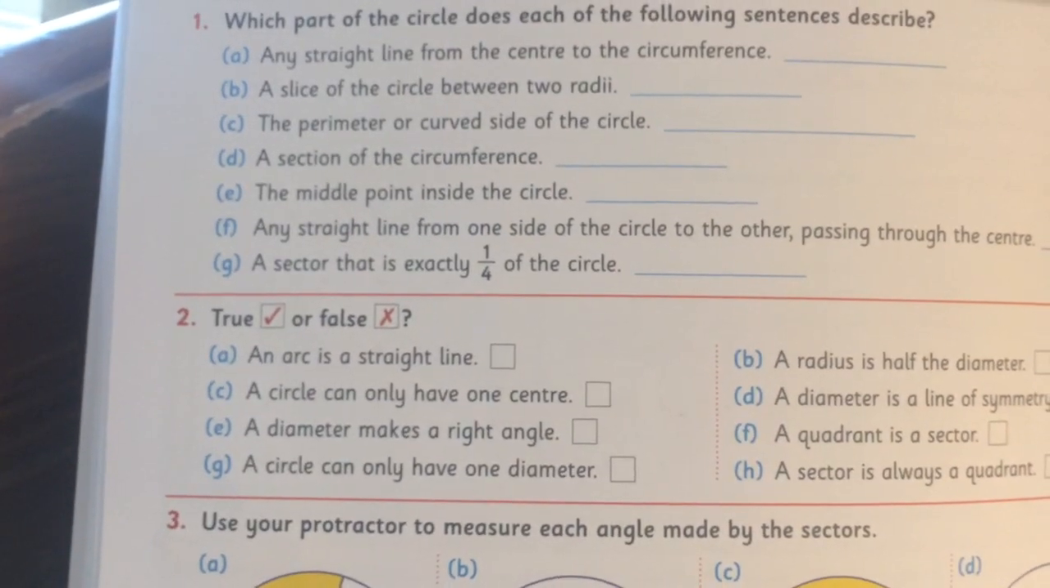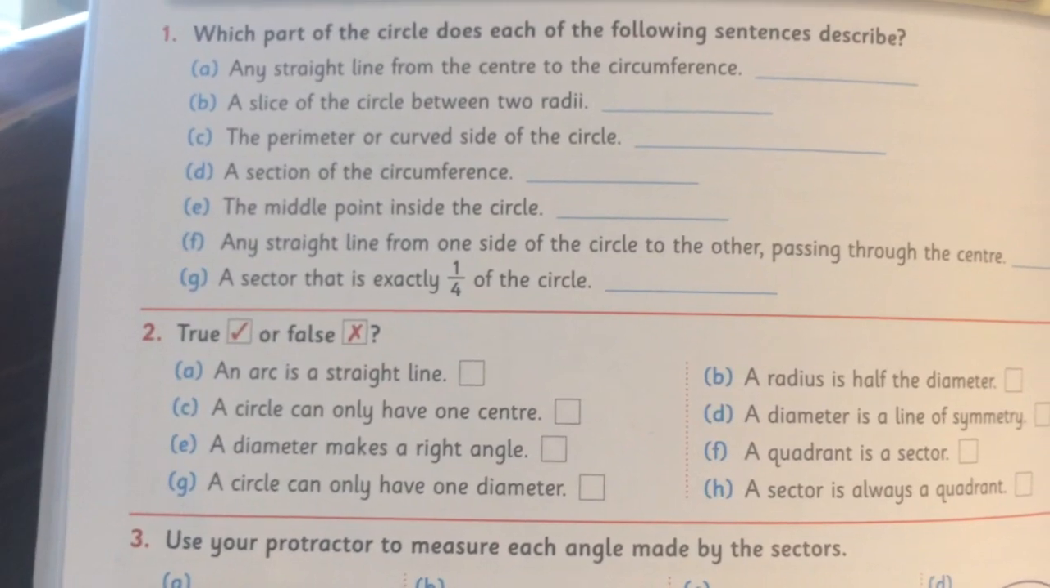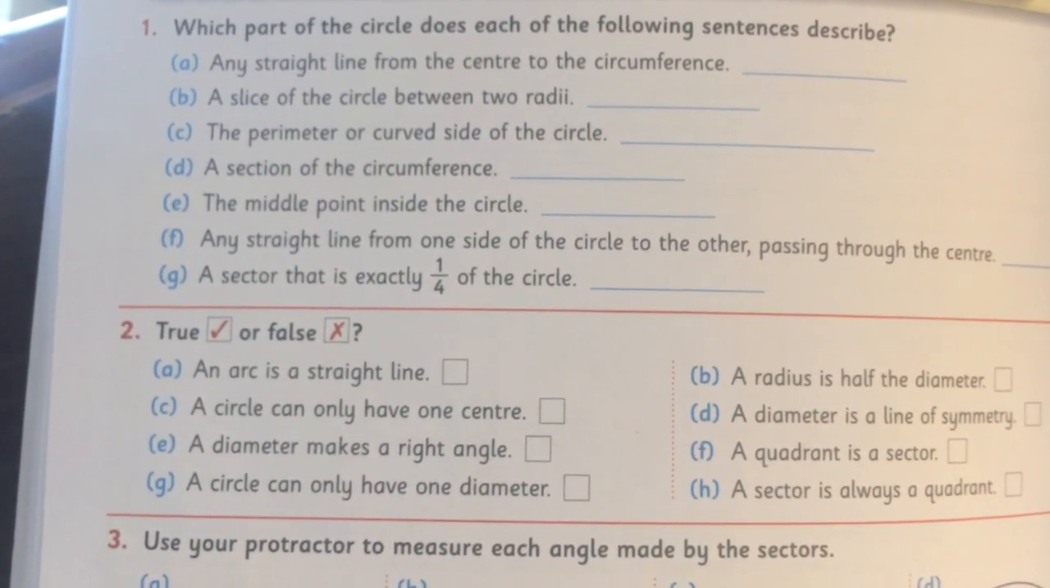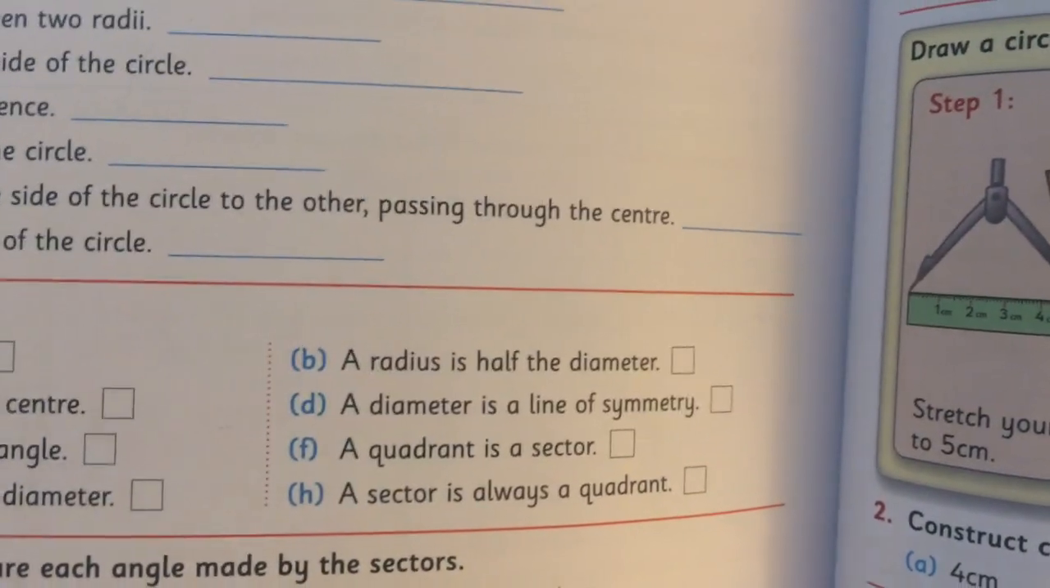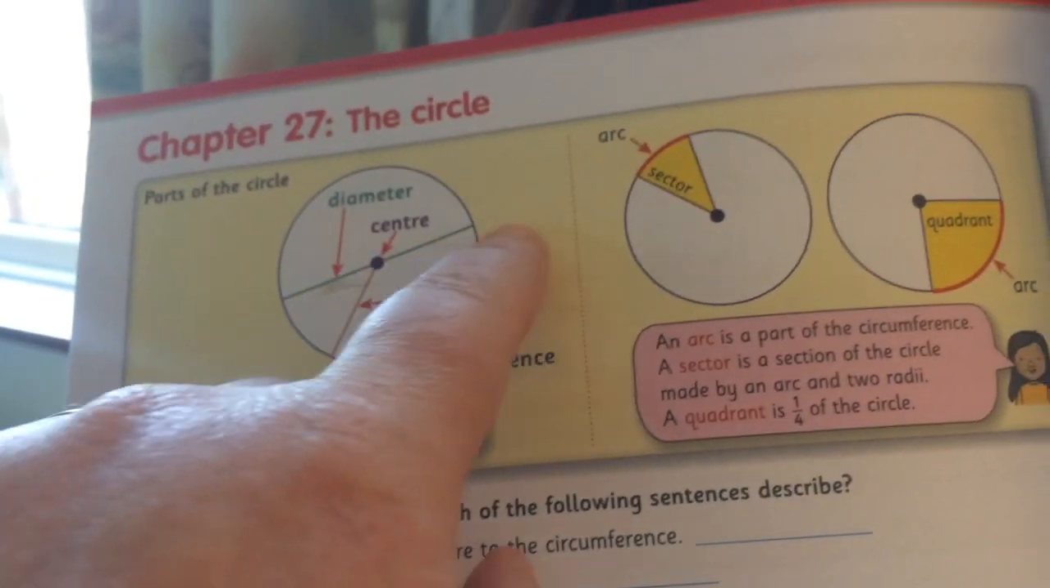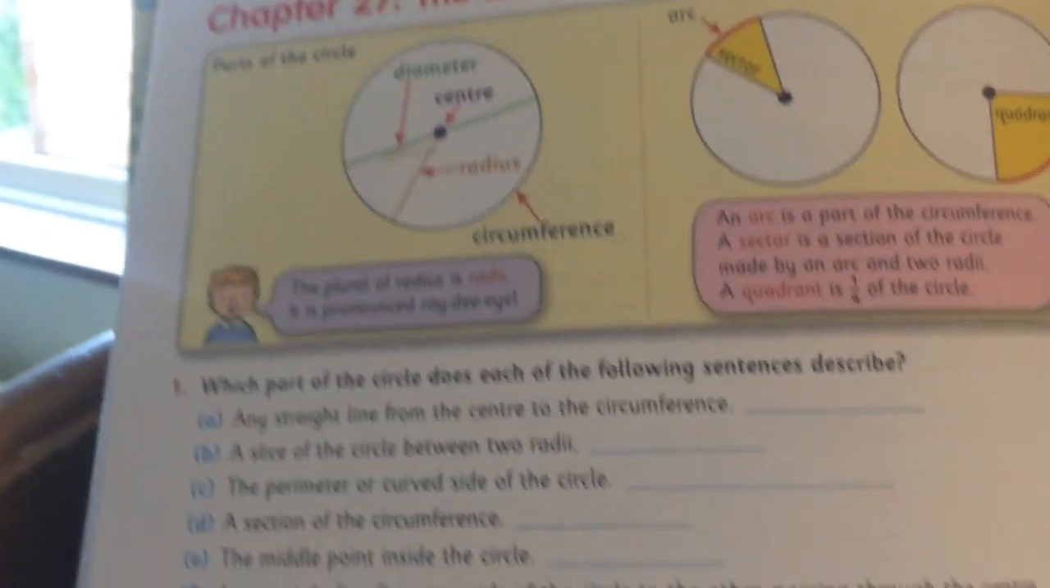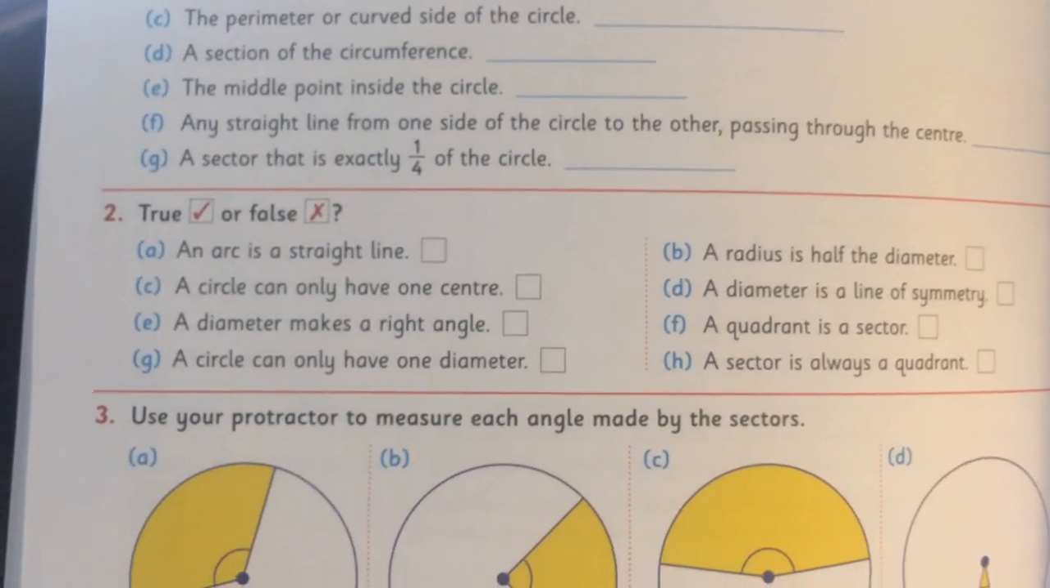And then number 2 is true or false. You have to work that out yourself. So for instance, a diameter is a line of symmetry. Yes, it would be really. It's cutting across. It's always going through the center. So a diameter would. Okay, so you do that yourselves.